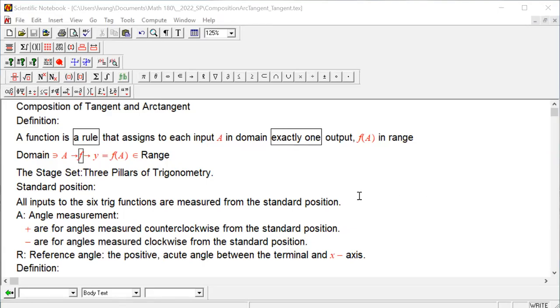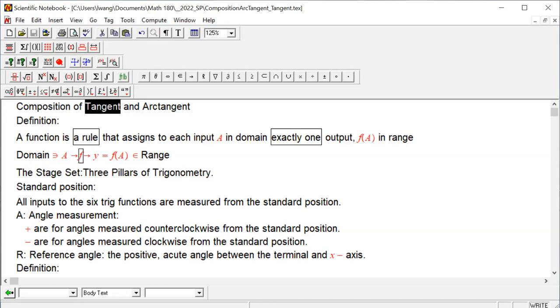Hello, in this lesson, we're going to talk about the composition of tangent and arctangent. Here, once again, we recap the definition of function, right? So here we're dealing with two functions. And so each one individually is a function.